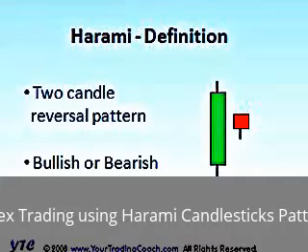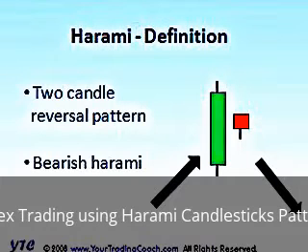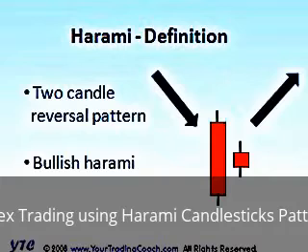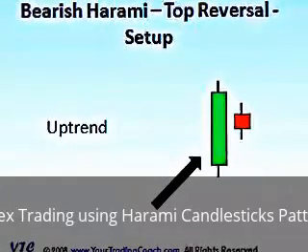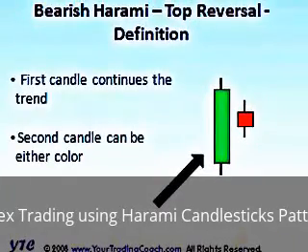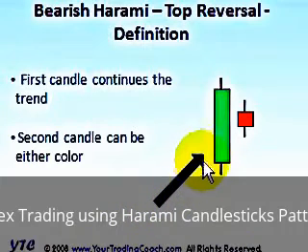Like the doji we discussed in video number 9, it can be either bullish or bearish depending on where it is within the price action. A bearish harami will occur at a market top, and a bullish harami occurs at a market bottom. For a bearish harami at a market top, the setup is an uptrend. That means the pattern must be preceded by a confirmed trend in the upwards direction. Sideways doesn't count.